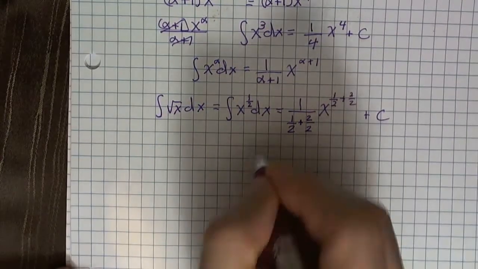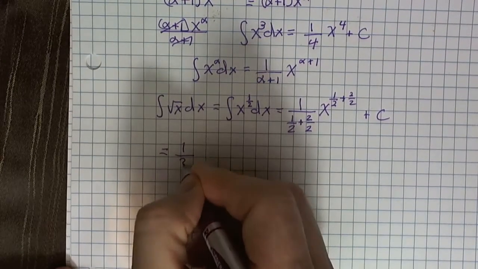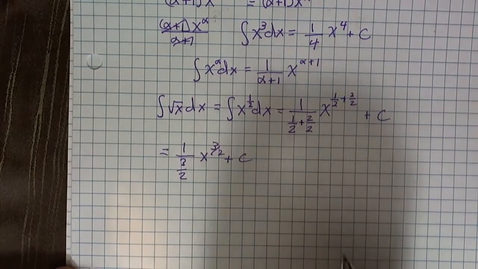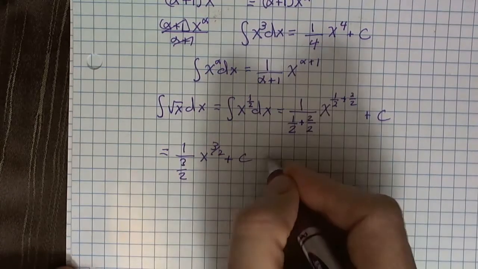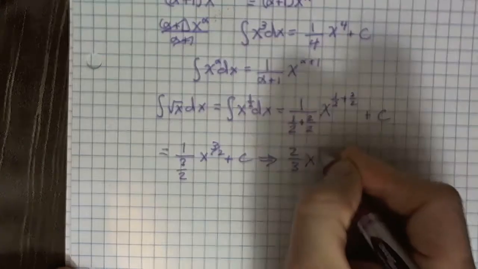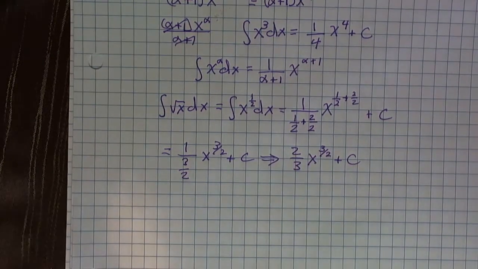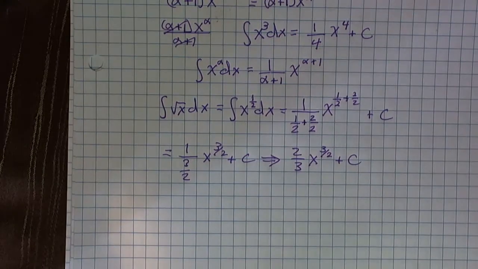Well, now let's see what this is going to give us. This is going to give us 1 over 3 halves x to the 3 halves plus a constant. And then notice, I don't want to leave it like this, 1 over 3 halves. So let me just flip the bottom and call it 2/3 x to the 3 halves plus c. And that right there is our antiderivative. This represents all the antiderivatives for the square root of x. And this is the way we want to proceed with this.